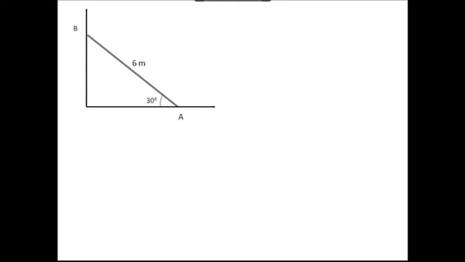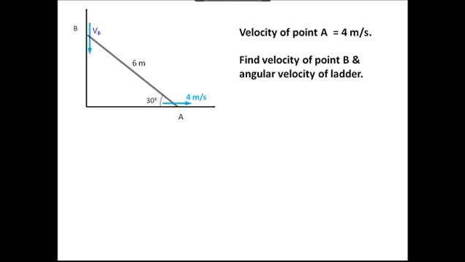Now, let's say we have the first problem like this. There is a ladder which is sliding. A moves towards the right and B goes down, and what is given is that the velocity of point A is 4 meters per second as shown. What is asked is to find the velocity of point B and the angular velocity of the ladder. Because when the ladder slides, it is going to rotate, so it has some angular velocity and we need to find that.